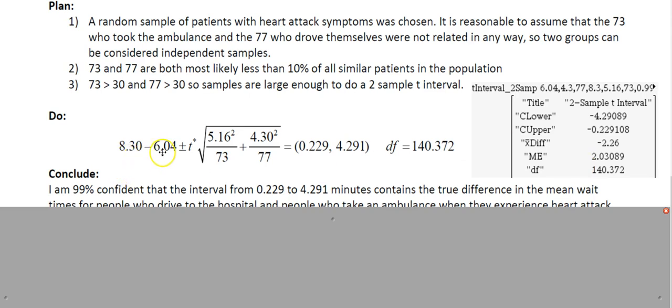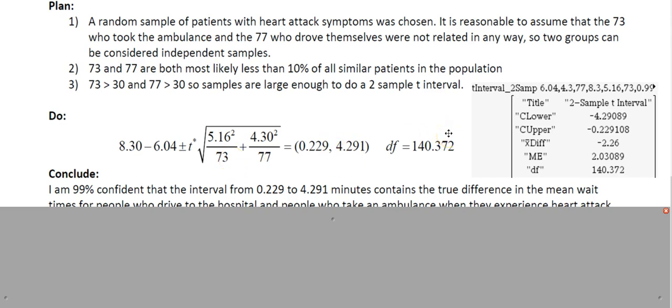So notice I put the 8.3 minus 6.04, which would be 2.26. I put in each of the means, or each of the standard deviations divided by the sample size, so it's standard deviation squared divided by sample size, and the confidence interval.